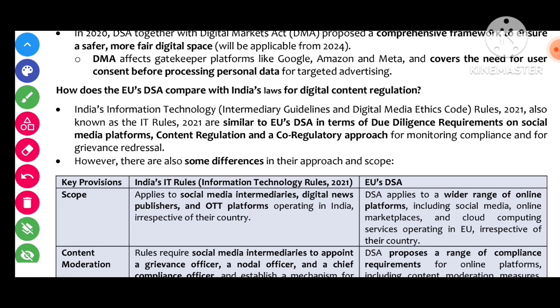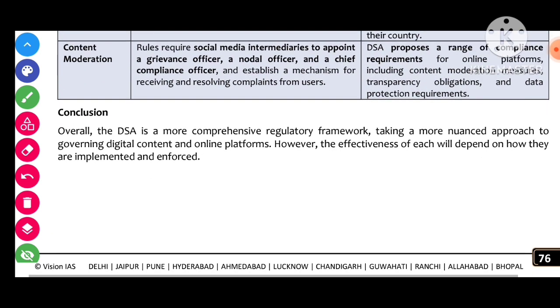Okay. And you need to know about the Digital Services Act in the European Union compared to India's laws for digital content regulation. So you can remember easily. Okay. And you can conclude when it comes to the Digital Services Act.